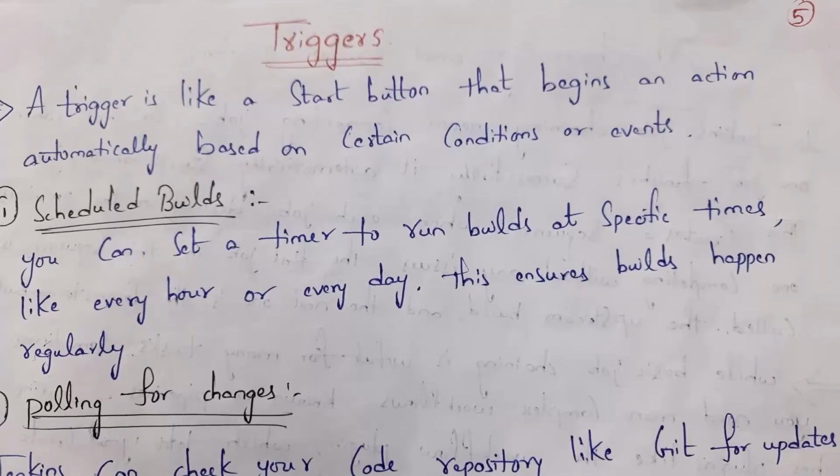I clicked the enter button on my keyboard, so some action will take place. So clicking the mouse, clicking the keyboard, all these are examples of triggers. At first I will explain what scheduled builds are.